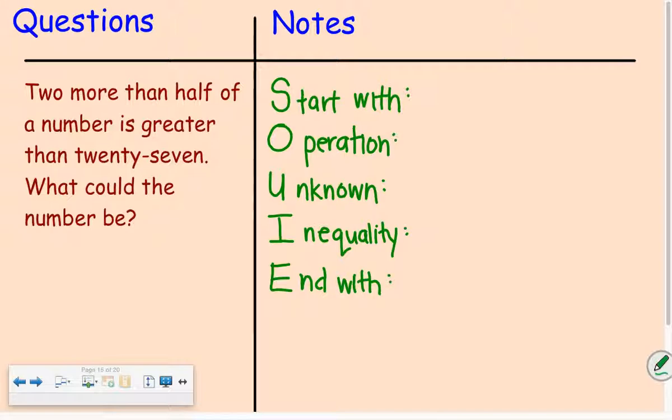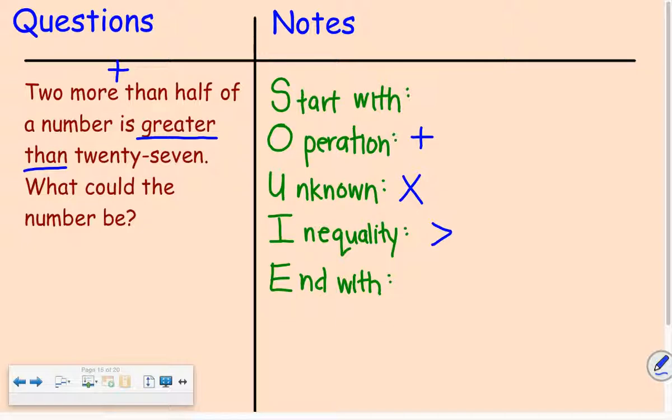Alright, I always start with unknown because I think that's the easiest. That's always our variable. So what variable are we solving for? I'll just put an X in there. Inequality. The inequality in this problem is greater than. I know that it seems like it could be the more than as well, but more than in this situation is going to be addition. So we're going to put a plus there for more than.